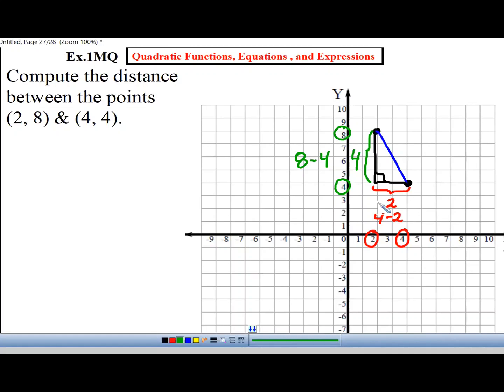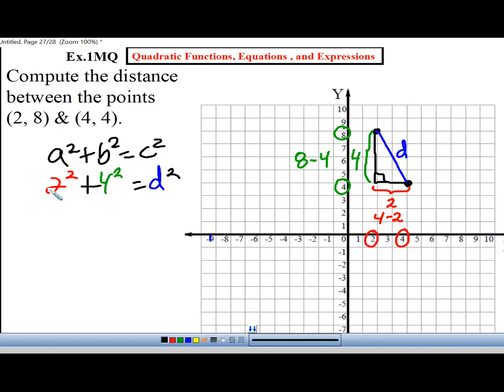So what are we going to compute? We need to find this distance from these 2 points. So let's write our Pythagorean theorem. A squared plus B squared equals C squared. So A is 2 squared plus B is 4 squared and C is D squared. Okay, so let's continue. 2 squared is 4, 4 squared is 16, and that is D squared. 4 plus 16 is 20 equals D squared.